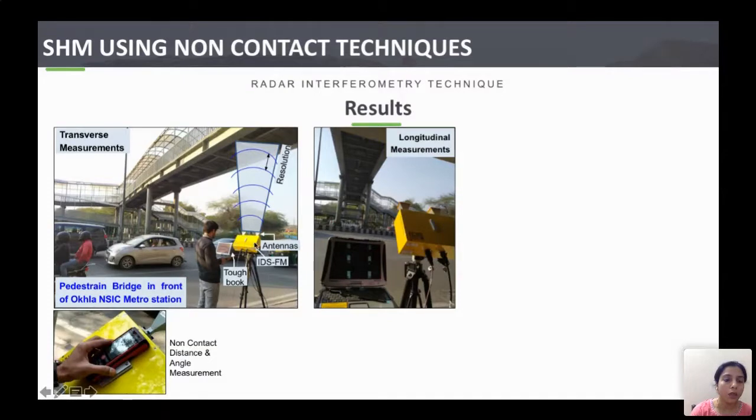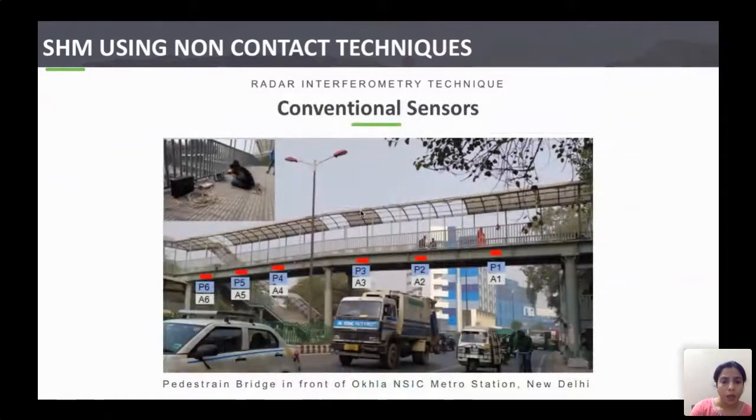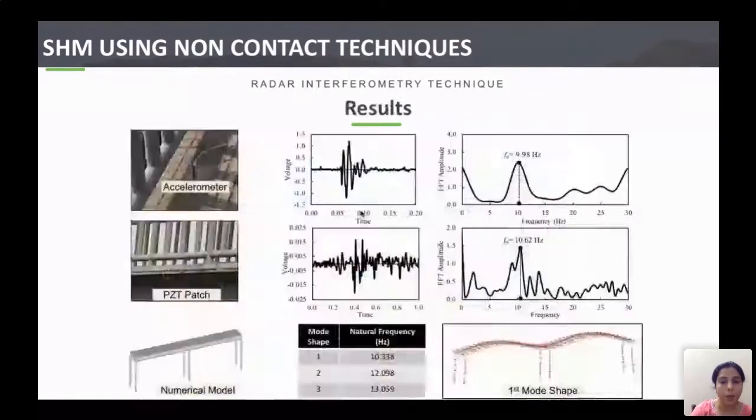As you can see, we did not restrict the vehicle movement, and we kept the equipment in 2 locations: first to do the transverse measurements, and then to do the longitudinal measurements. These are some of the typical results. We also compared these results with the conventional sensors. We attached the piezoelectric sensors and accelerometers on the bridge, and compared the results of the radar interferometry with the accelerometer and the piezoelectric sensors. And the natural frequencies were matching.